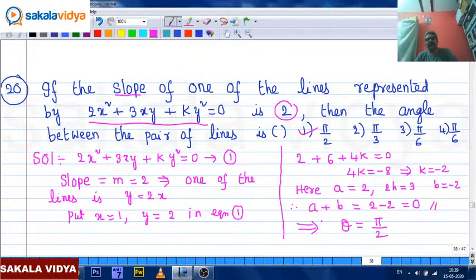Yes, even m1 into m2 is also minus 1. That's also correct. m1 into m2 is equal to minus 1 because that is minus a by b, 2 by minus 2 is minus 1.